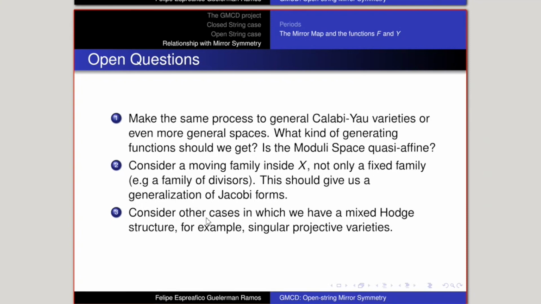And also, maybe we could consider other cases in which we have mixed Hodge structures, for example, singular varieties. Okay, so that's all.